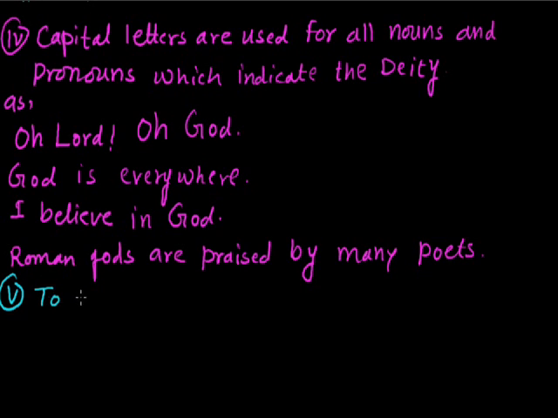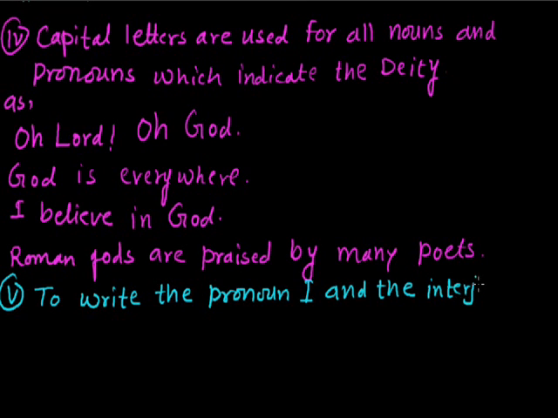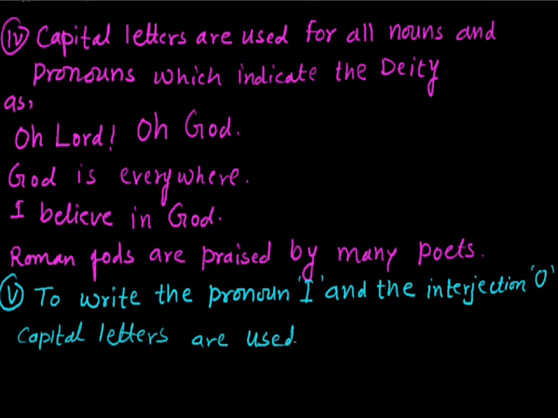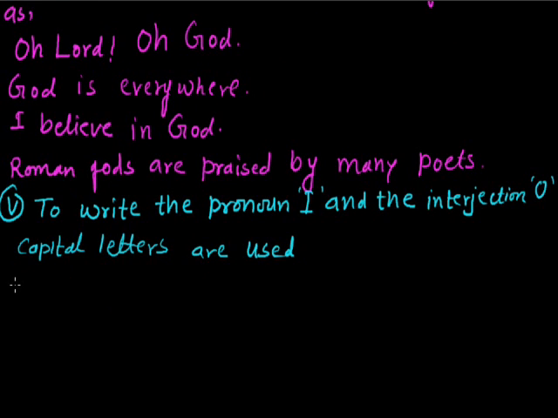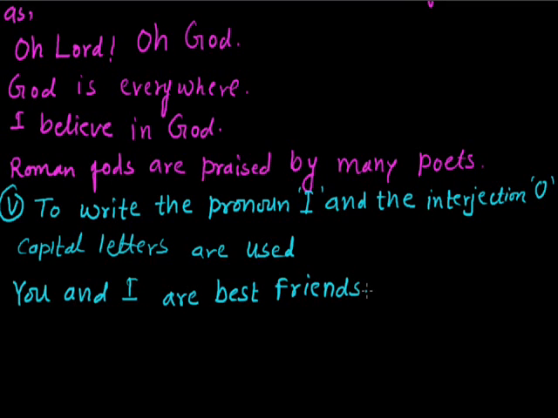I as a pronoun is always written in the capital letter, whether we are writing it in the beginning of the sentence or in the middle of the sentence or at the end of the sentence. And the O interjection is also written in the capital letter. For example, when I say, "You and I are best friends," here in this sentence I is given in the middle of the sentence, but as I is the pronoun here, we have used the word I in the capital letter.